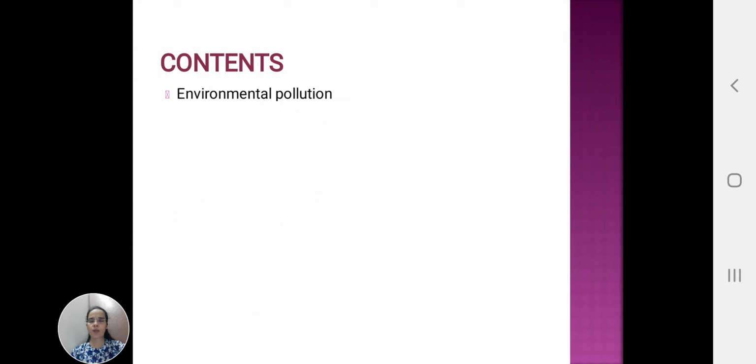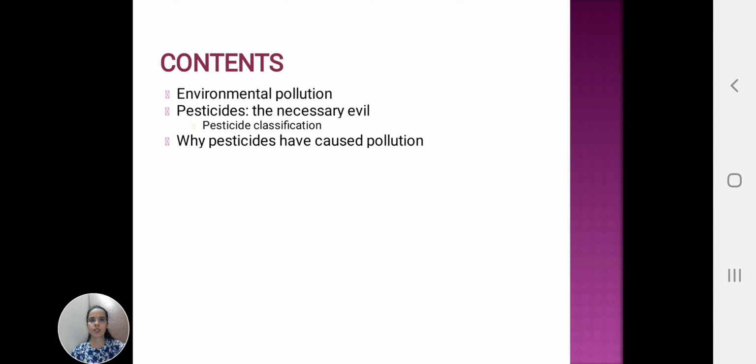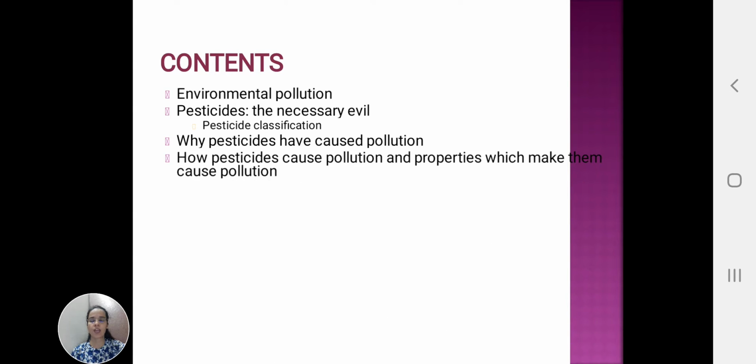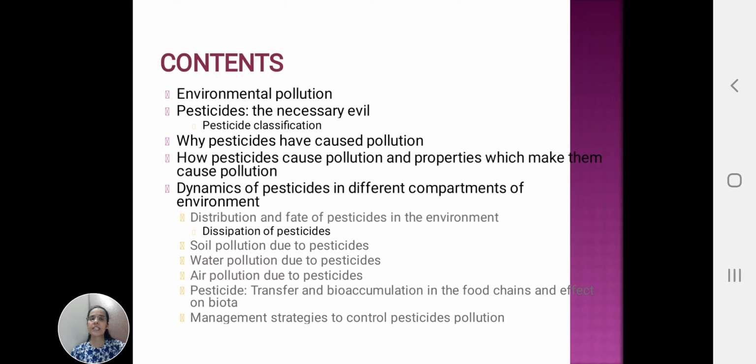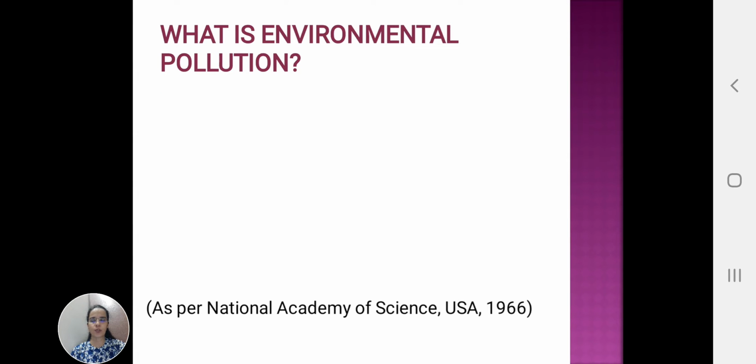The contents include environmental pollution, pesticides the necessary evil, including the pesticide classification, how pesticides cause pollution and the properties which make them cause pollution, dynamics of pesticides in different compartments of environment, distribution and fate of pesticides in the environment, which includes the dissipation of pesticides, soil pollution, water pollution and air pollution due to pesticides, the transfer and bioaccumulation of pesticides in the food chain and its effect on the biota, and the management strategies to control pesticide pollution.